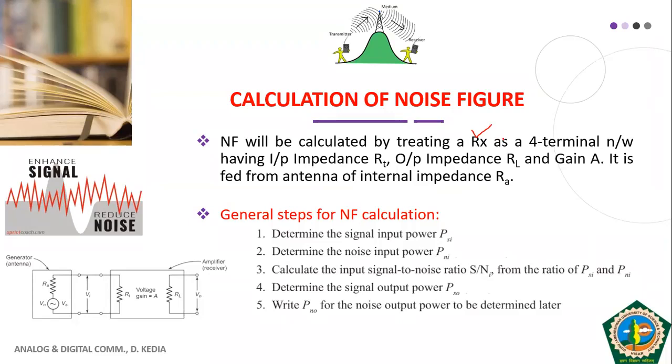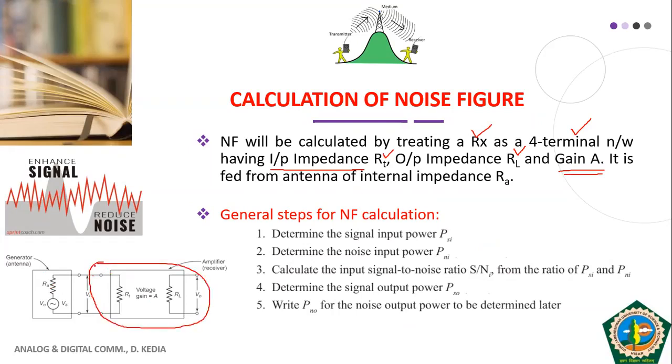The way we have discussed our two-port parameters, in the same way your receiver or amplifier will be treated here. We will treat that receiver as a 4-terminal network: 2 terminals at the input side and 2 terminals at the output side. We assume that our input impedance is R_i, our output impedance is R_L, and the gain of the receiver or amplifier is A.